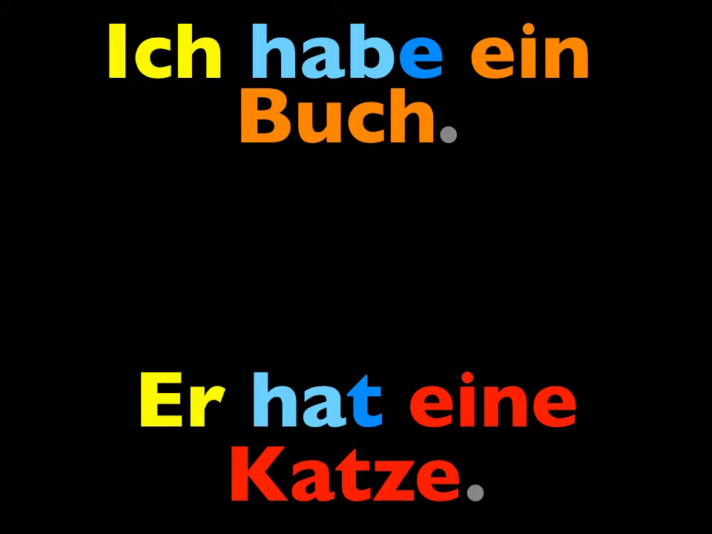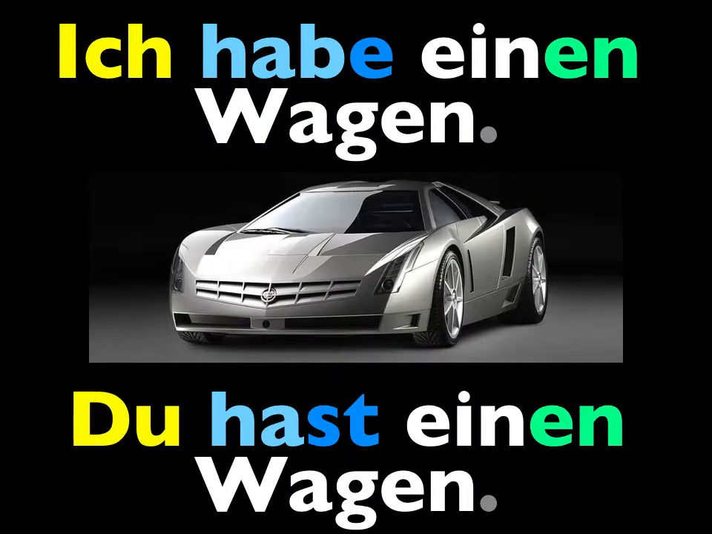So repeat the following sentences, all of which have masculine direct objects, and therefore the word einen for the word a. Repeat how to say I have a car and you have a car talking to a friend, family member, or child. Repeat. Ich habe einen Wagen. Du hast einen Wagen.